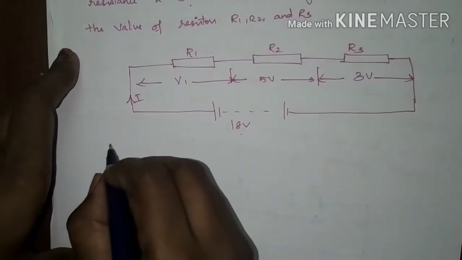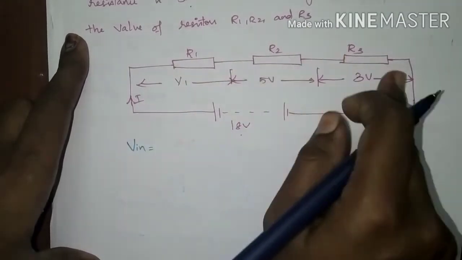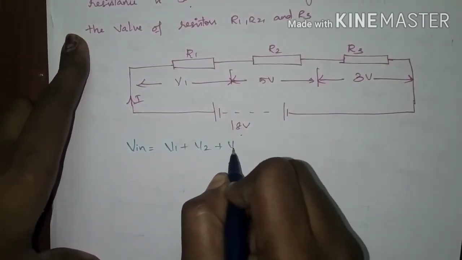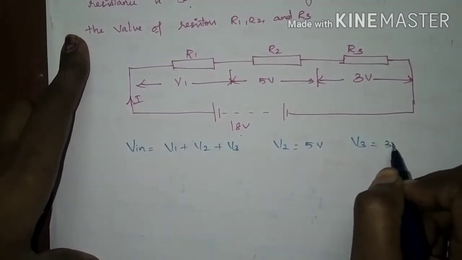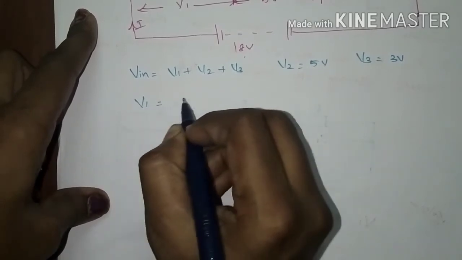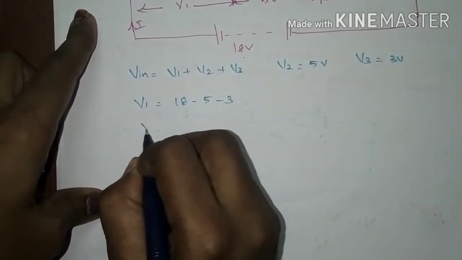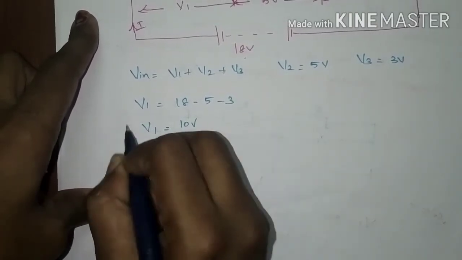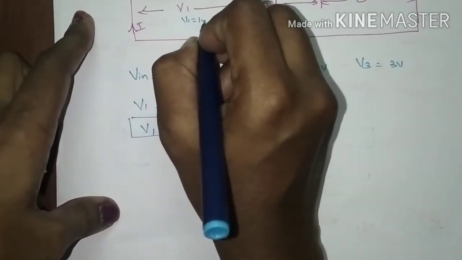It is very easy. In the series network, we know that the input supply voltage would be equal to the sum of the drops present in the circuit. So V in would be equal to V1 plus V2 plus V3. Here V2 is given as 5 volt and V3 given as 3 volt. From this we can find V1 as 18 minus 5 volt minus 3 volt. Your V1 value is 10 volt. So V1 is found as 10 volt.